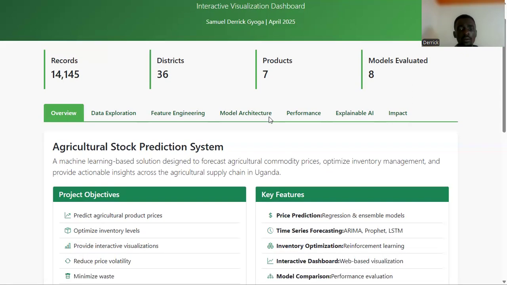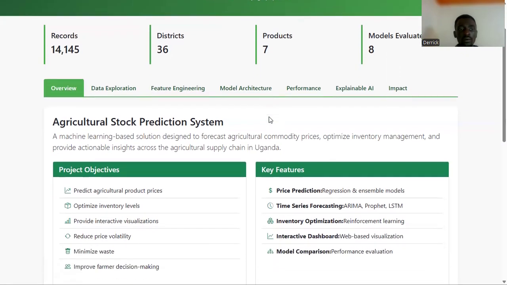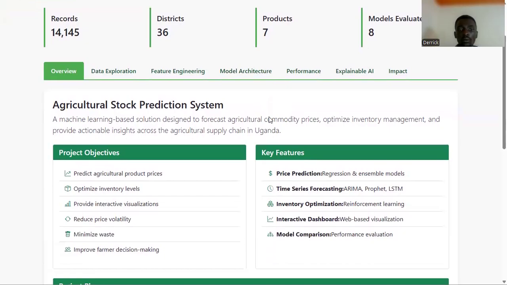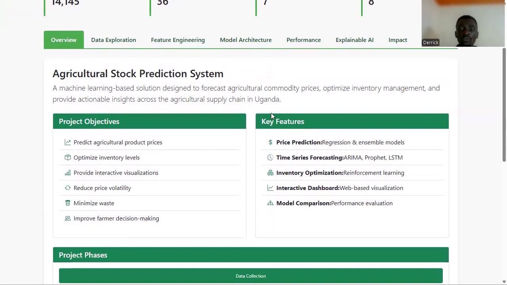To begin with, the overview: the project objectives are mainly to predict agricultural product prices, optimize inventory levels, provide interactive visualizations, and then reduce price volatility, minimize waste, and improve farmer decision making.